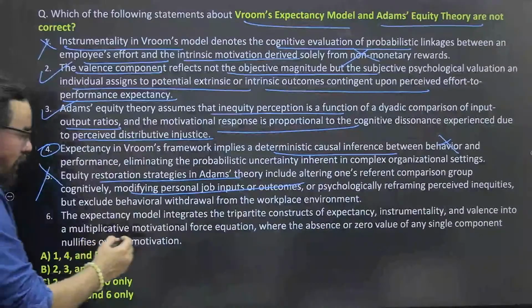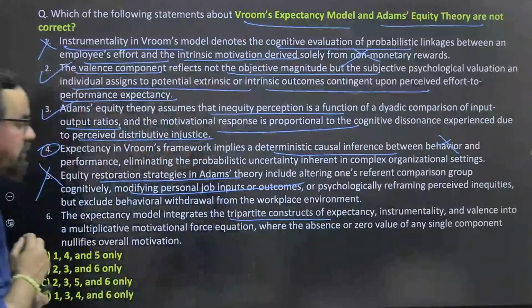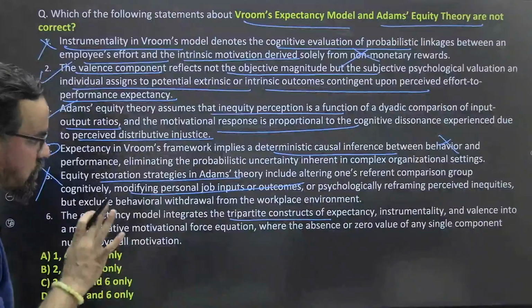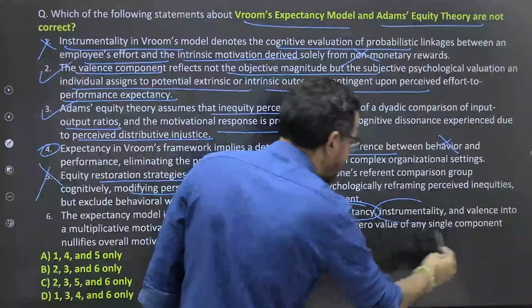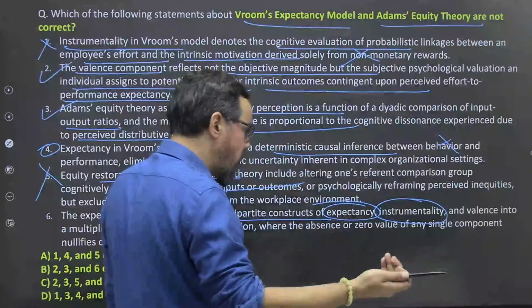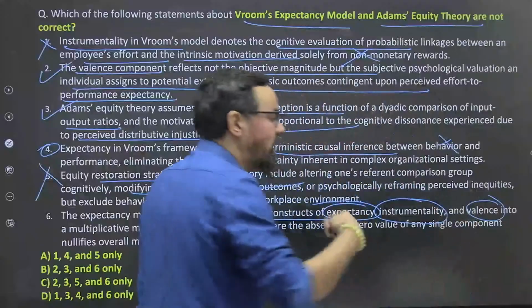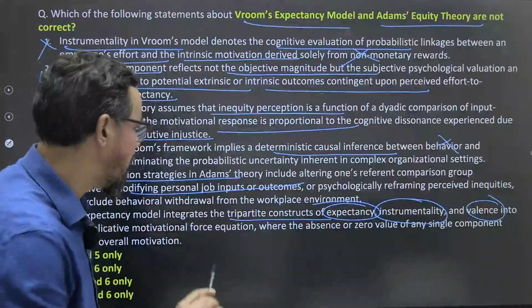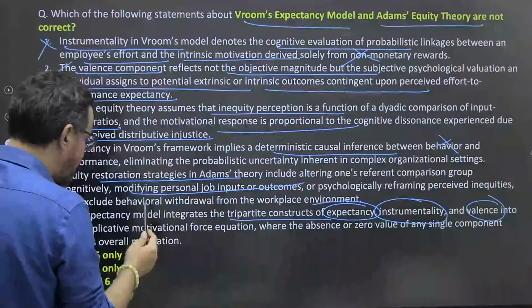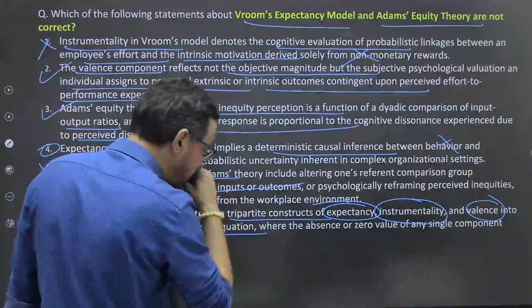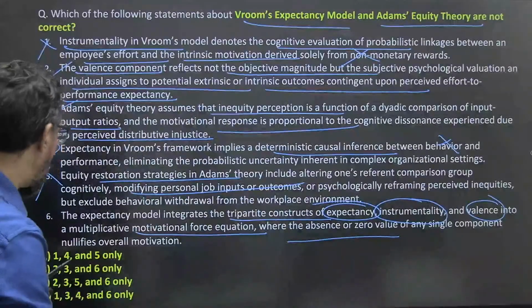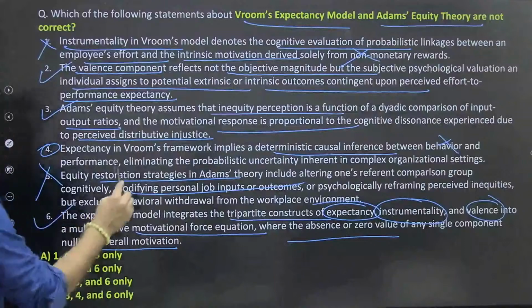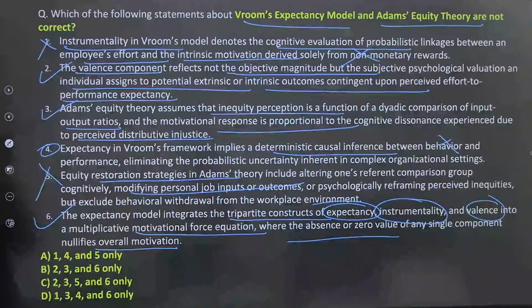The expectancy model integrates the tripartite construct of expectancy, instrumentality and valence. Take expectancy: can I perform this much extra? Instrumentality: if I perform this much, what reward will I get? Valence: the reward I get, is it equal to my contribution or not? Into a multiplicative motivational force equation where the absence or zero value of any single component nullifies the overall motivation. 100% true. Okay? So 2, 3, 6 should be the right answer. I'll go with option B.